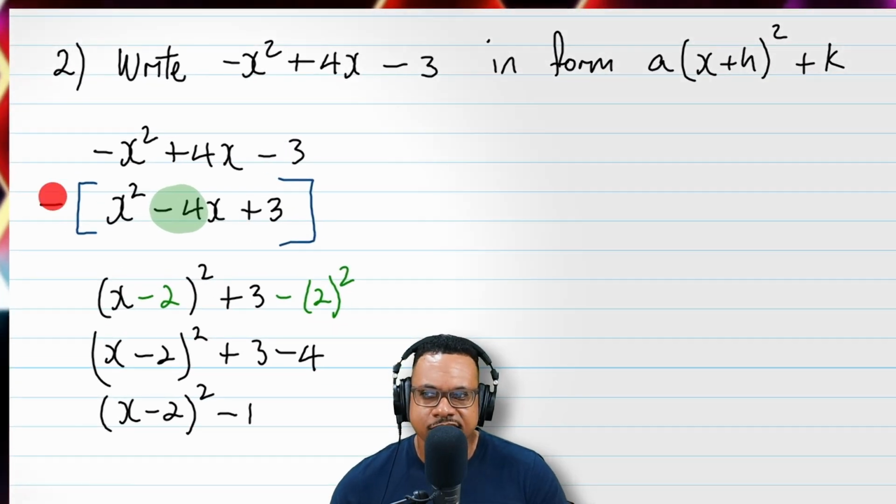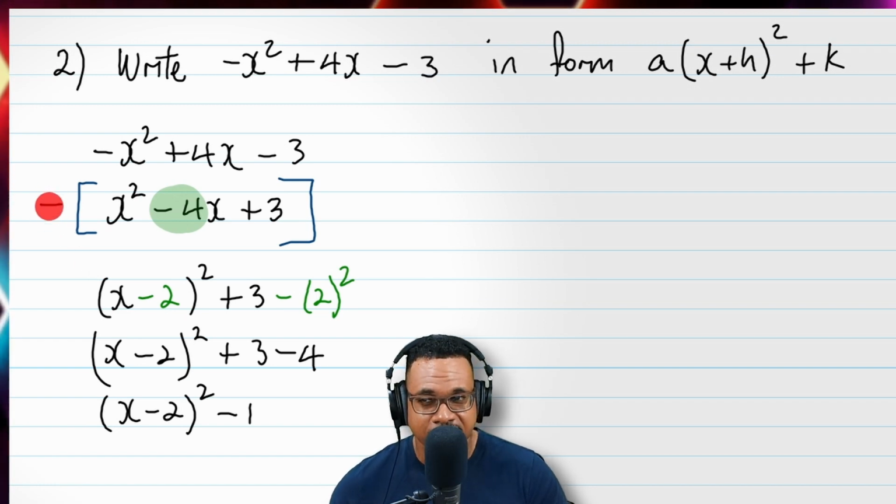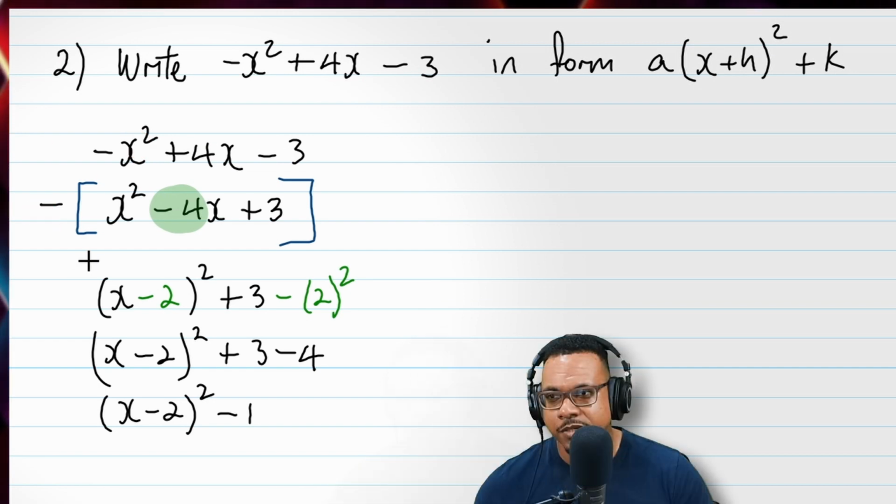Now, we still have to deal with this negative sign outside here. So in the beginning, we factored out this negative sign by dividing each term in our quadratic by this negative sign. So let's put it back in. Put the brackets.